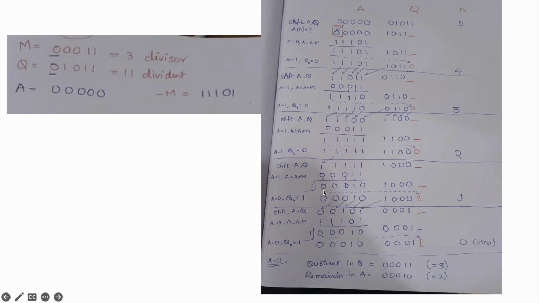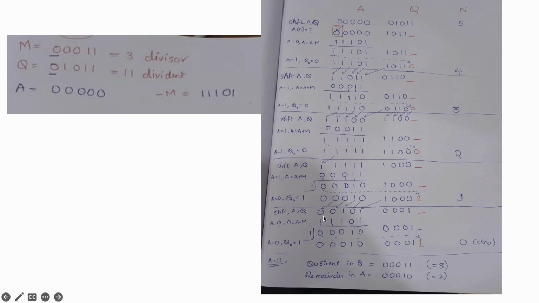So now a of n value is 0. This makes qn value as 1. If a is 0, qn naught value should be 1. So this is 1. Now n value becomes 1. So this is not 0. We have to repeat the cycle. Shift left a and q. Shift left each bit position towards left. We don't know what is qn value.